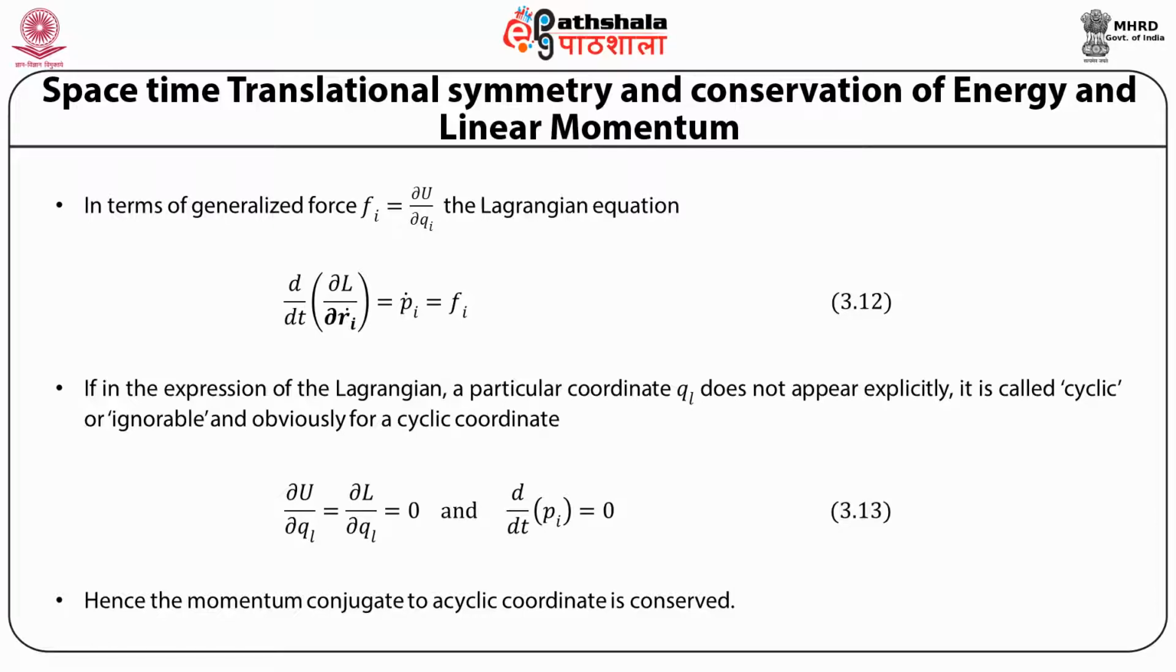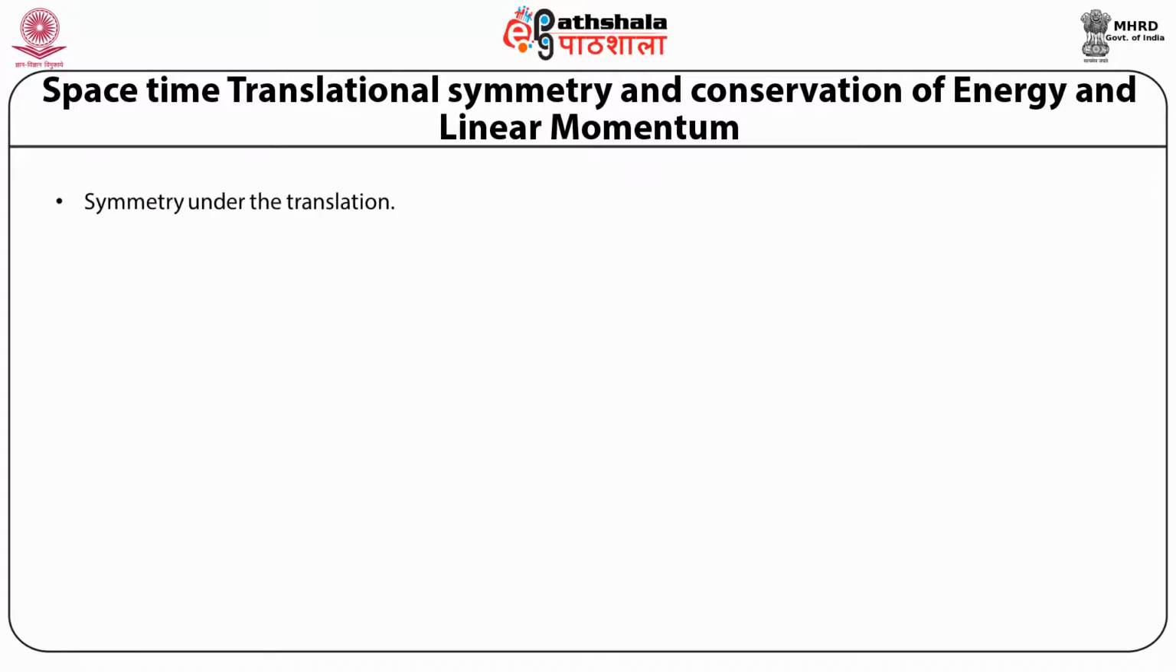So this is an important result and this is very useful. A look at the expression for the Lagrangian tells you which is a cyclic coordinate, if the coordinate doesn't appear explicitly in the expression. Then you immediately know that the momentum conjugate to this cyclic coordinate is conserved and is a constant of motion. So we have seen that under a translation in space, the linear momentum is conserved.